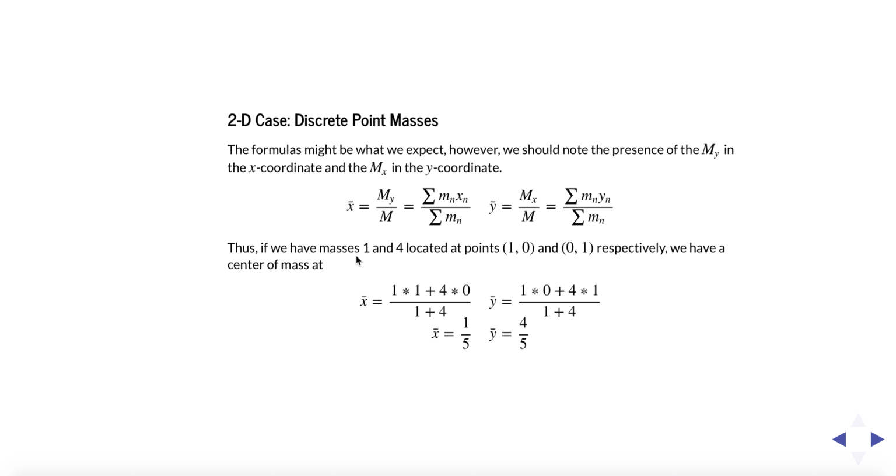So for example, maybe we have mass 1 and a mass 4 at points (1, 0) and (0, 1) respectively. Then the center of mass, the x coordinate, is going to be the sum of the y moments, or 1 times the x distance for this point at (1, 0), and the moment of this point, 4 times 0. And then we have 1, this mass times its y value, this mass 4 times its y value, both over the total mass of the system, 5, and we get the center of mass at (1/5, 4/5).